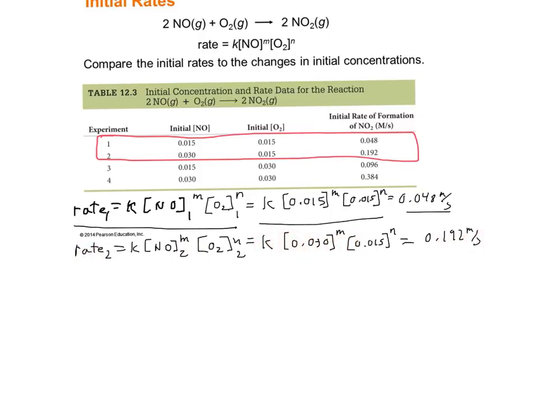If we look right off the bat, we can see that we don't need to know the value of n. Why? Because 0.15 to the n power is going to be the same as 0.15 to the n power. And anything divided by itself is 1. The same for our constant. So our constant's going to 1 when we do that.